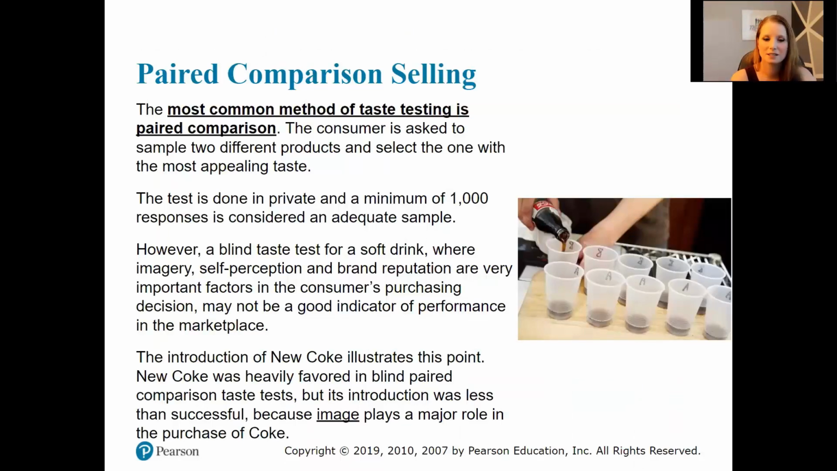Paired comparison scaling is also used in taste testing. A consumer will taste two different products and select the one that they think tastes the best. Usually this is done in private. You don't have other potential participants around influencing a selection. And we need, especially in taste testing, at least 1,000 people to taste test and pick which one they like the best.